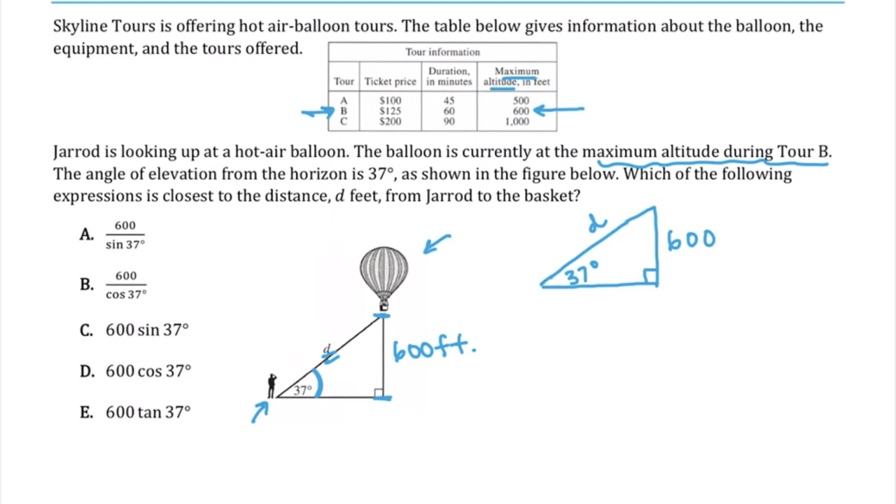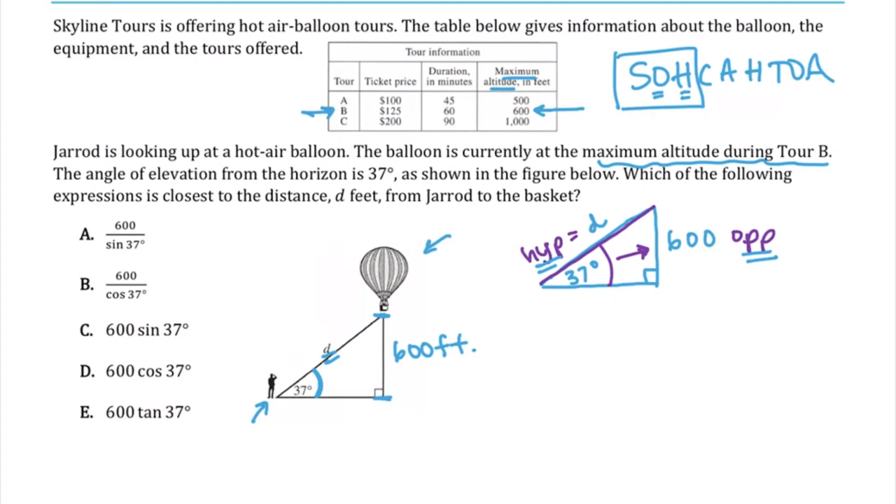So what I need to think about now is, okay, here's my angle 37. I have opposite, which is 600. I want the hypotenuse, which is d. So remember, this one over here is opposite. And then I want the hypotenuse, which is d, which remember, of course, the hypotenuse is always opposite the 90-degree angle. So when I have SOHCAHTOA, which one of SOHCAHTOA has opposite O and hypotenuse H? And it is the SO, which is sine.